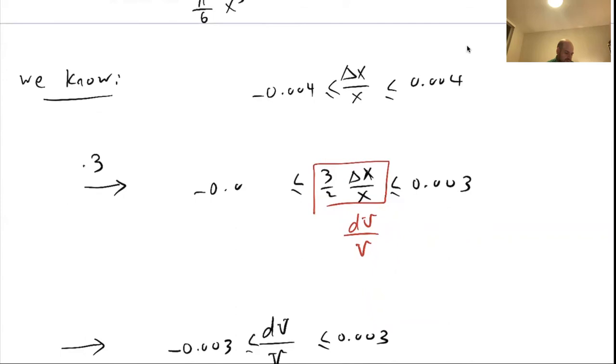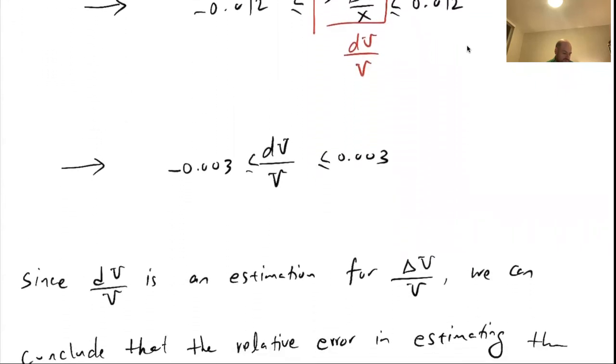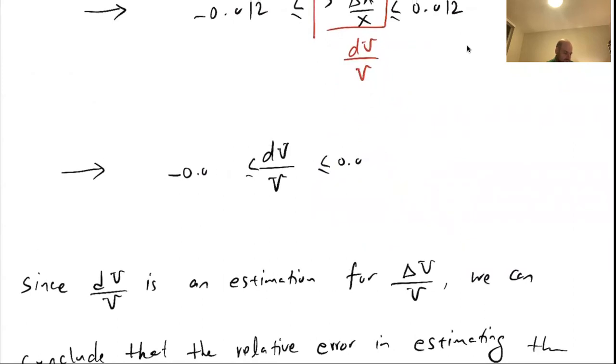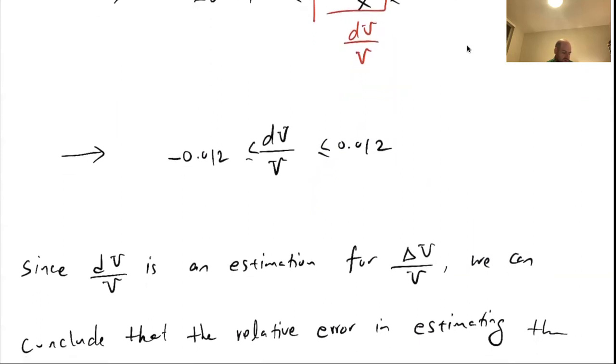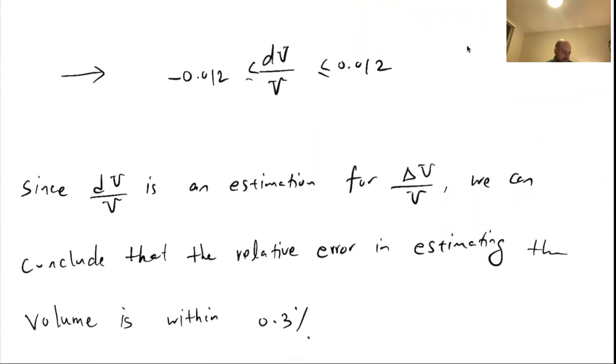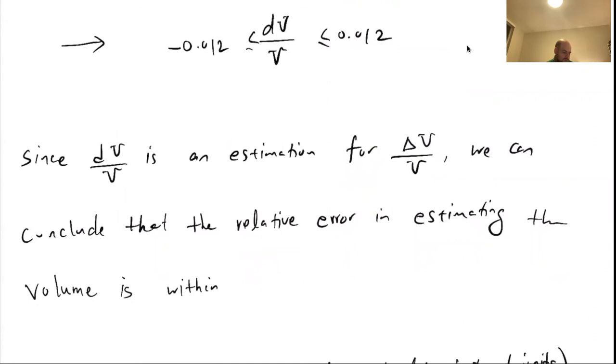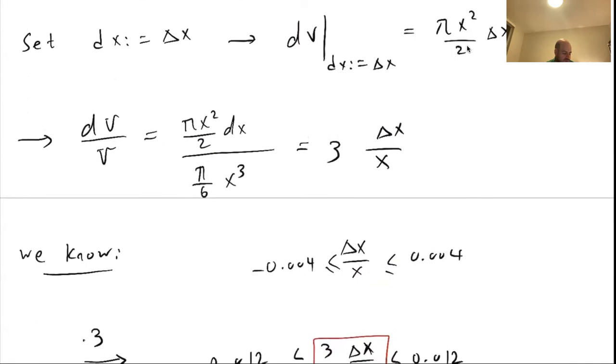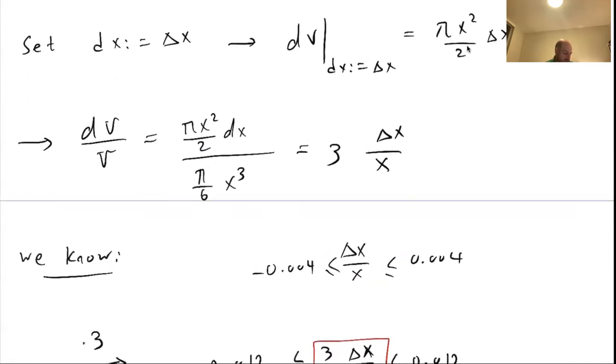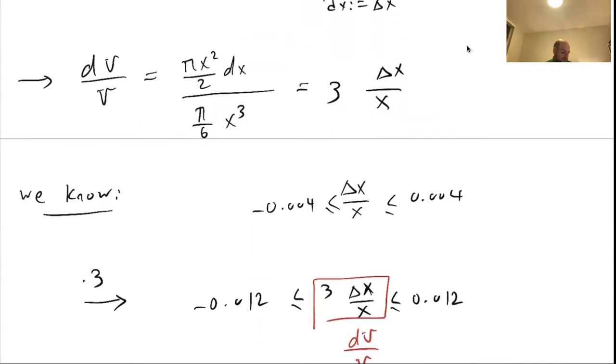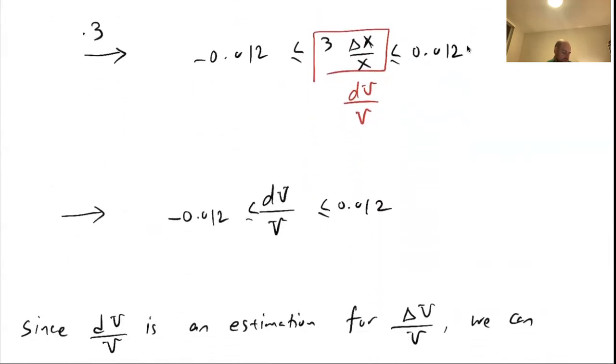And then this will be 12, and this will be 12. Here also 12 and 12. And 0.012 means how many percent? If you want to write it in percent, it means 1.2%. So the estimate of the volume will be within 1.2%. I just want to mention that I made a calculation mistake, because the formula for v in terms of x was pi over 6 x cubed. So instead of 3/2 times delta x over x, which is what I wrote before, the correct multiplying factor is 3 times delta x over x. So everything had to be multiplied by 3, and we got these numbers.